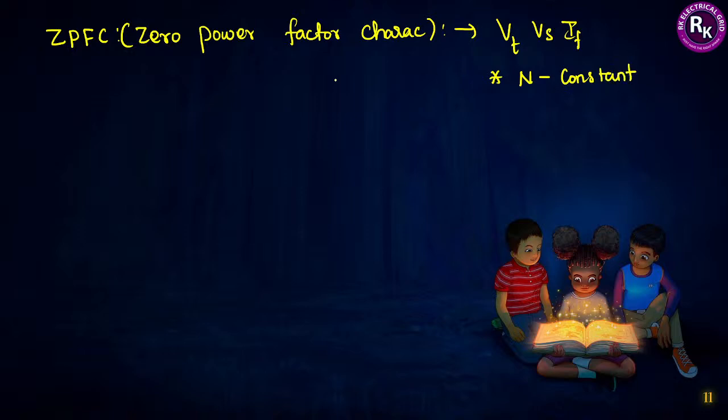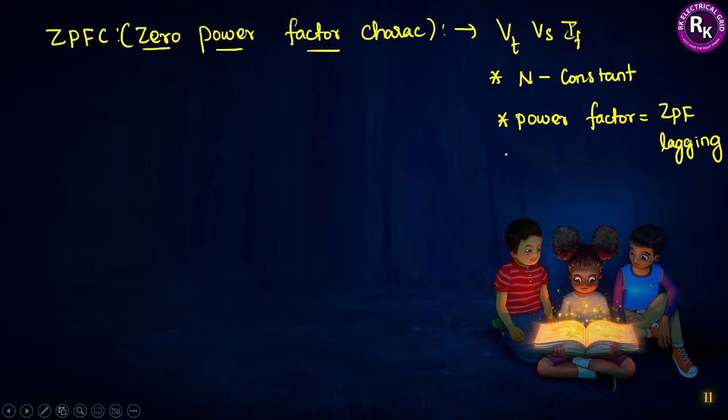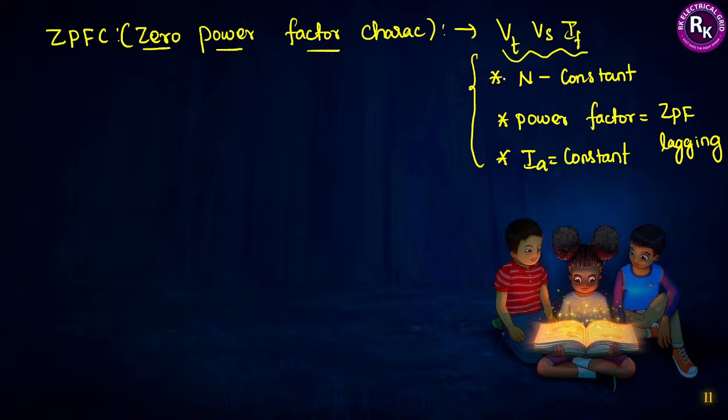In the name itself, I am suggesting that this is called zero power factor characteristics. So what is the value of the power factor? The power factor will be assumed to be zero power factor lagging. It is purely lagging. We are assuming that it is purely lagging in nature. And one more thing we are going to maintain constant here is the armature current. IA also will become constant. So when we are developing zero power factor characteristics, the point to remember is that it should be drawn between terminal voltage versus field current.